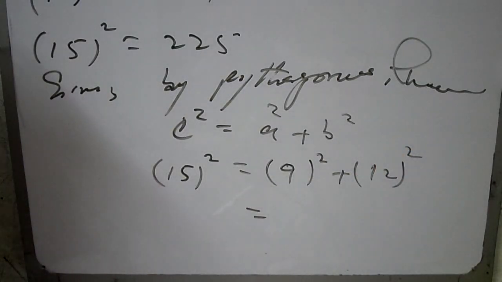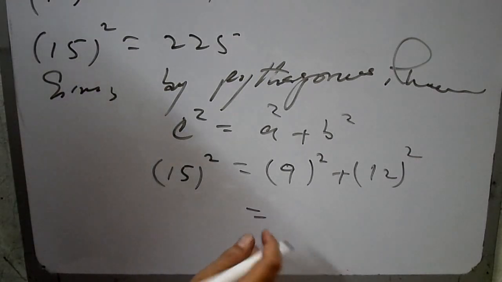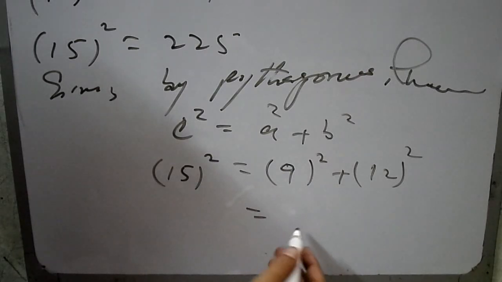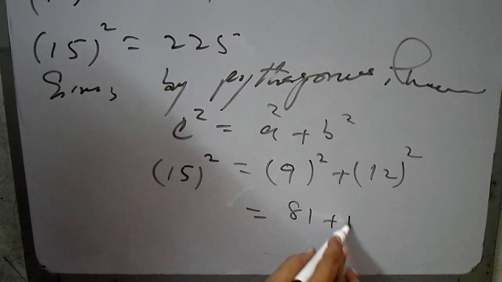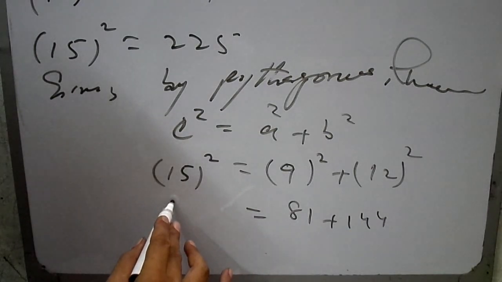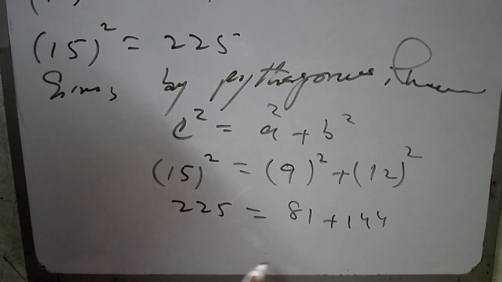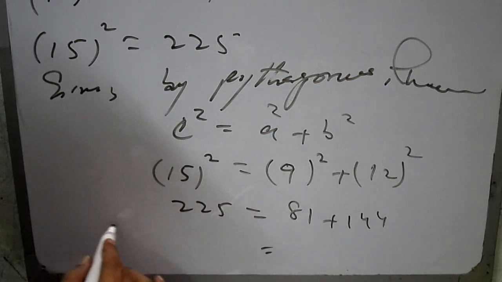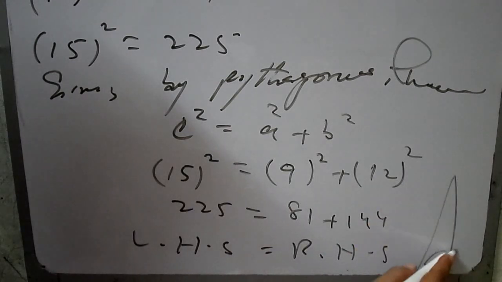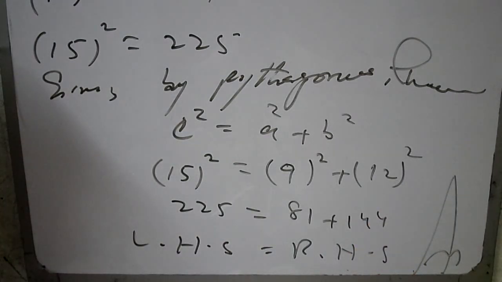With the help of a calculator I have checked and come to the conclusion that both are equal. Because 9 9s are 81 and 12 12s are 144, so 81 plus 144, and 15 into 15 you will get 225. With the help of a calculator I have checked that left hand side is equal to right hand side. Similarly, in part D you can check.